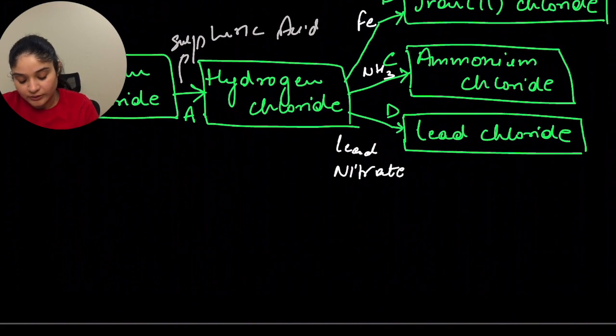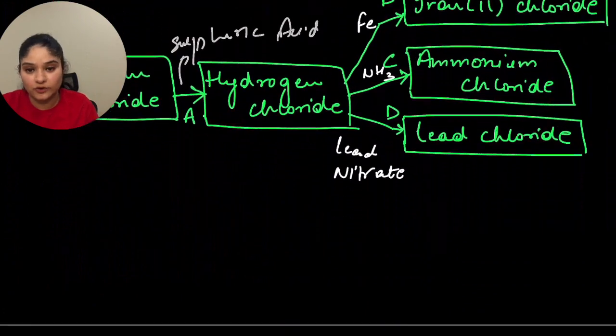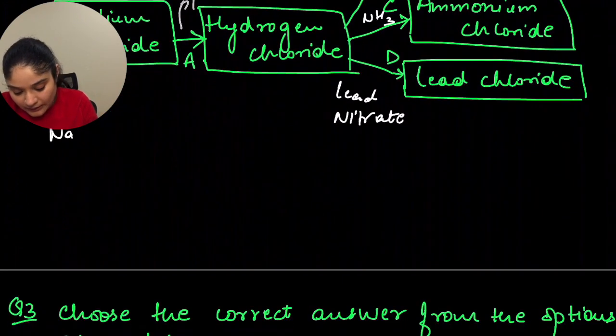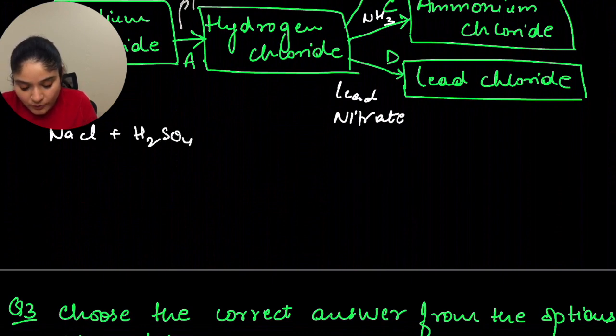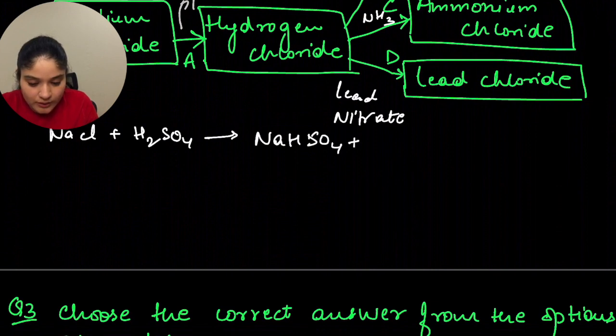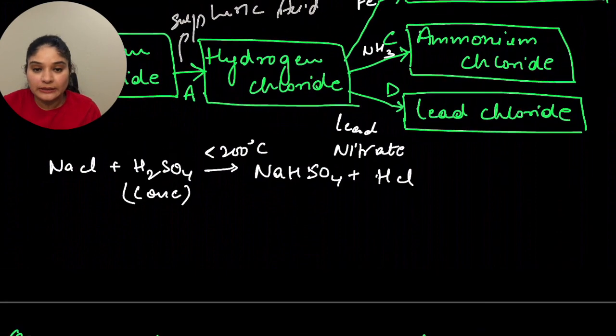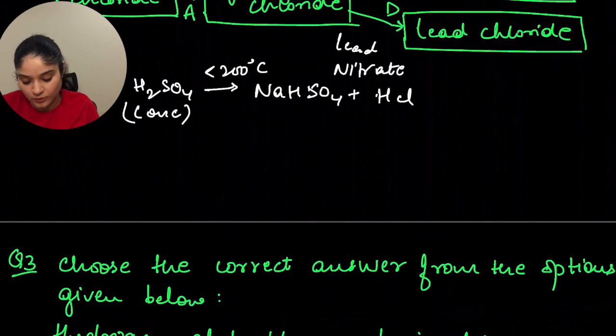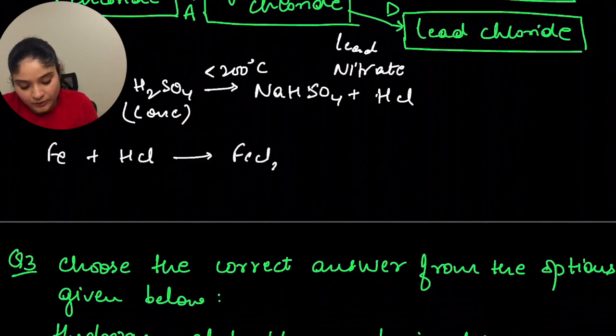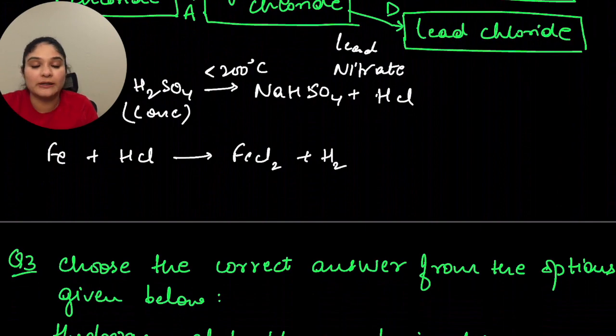When I look at the first equation from sodium chloride to hydrogen chloride, that means NaCl, and then you are adding sulfuric acid H2SO4, you end up getting NaHSO4 plus HCl. The condition will be below 200 degrees Celsius and your H2SO4 should be concentrated. This is the first equation. Then from hydrogen chloride, you are trying to reach iron chloride. So we are reacting Fe plus HCl, that gives me FeCl2 plus hydrogen.